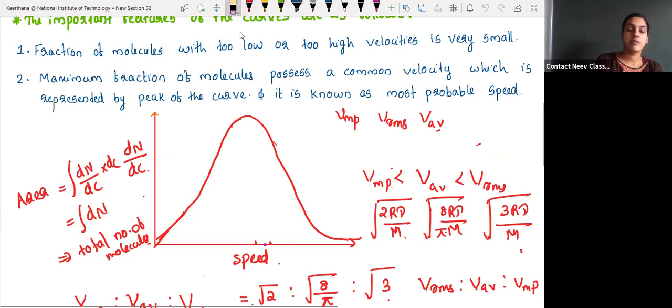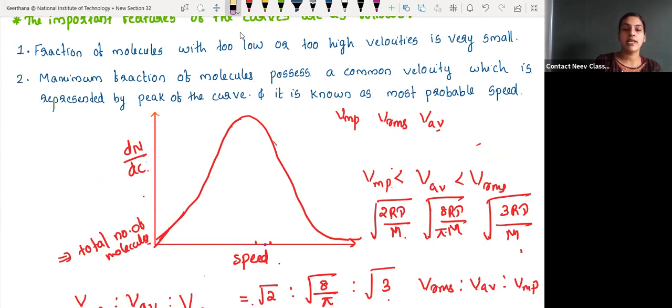But if it is probability, it represents the fraction of molecules in the total area. Here the total area will be equal to the total number of molecules. And if I'm taking a particular area, it will be equal to the number of molecules having speed greater than that particular speed. Is that clear for everyone? Any doubt?